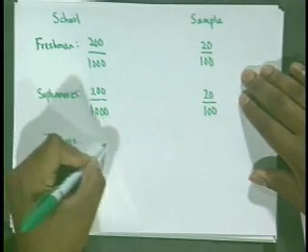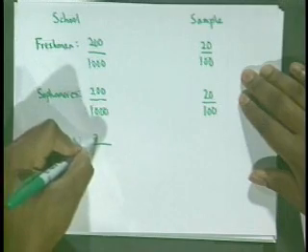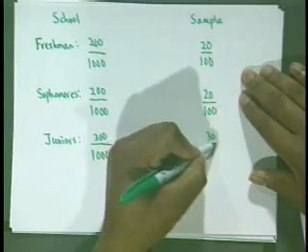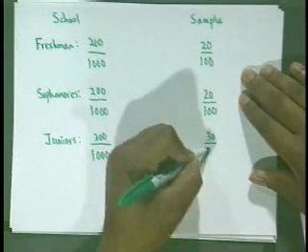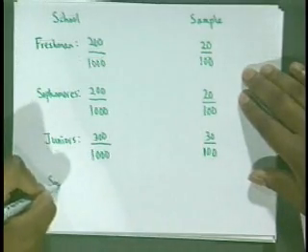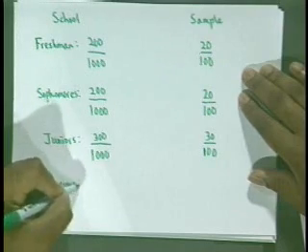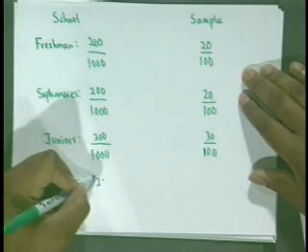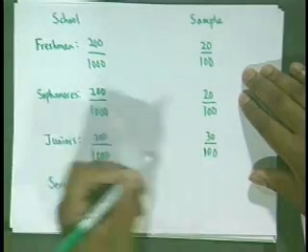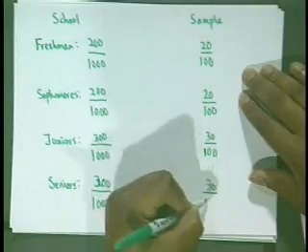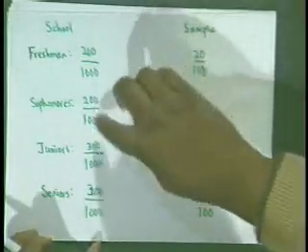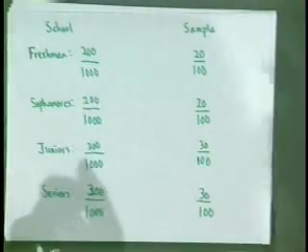Juniors. All right, the class of 2010. There are 300 juniors out of 1,000 students, and there are 30 in the sample. There are 30 students out of 100. 30 juniors out of 100. Seniors, class of 2009. There are 300 seniors out of 1,000 in the school, and then there are 30 seniors out of 100 in the sample. Okay, now let's figure out the percentage of freshmen, sophomores, juniors, and seniors that are represented in the school as well as in the sample.